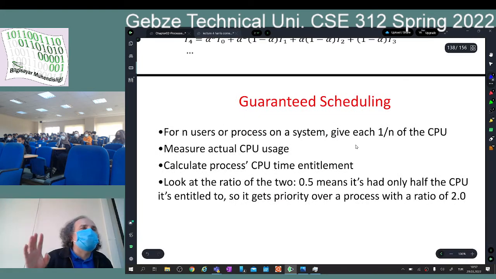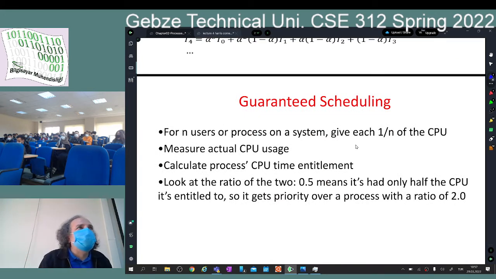Keep your operating system simple, but simple doesn't mean that it is unfair. Simple doesn't mean that it doesn't provide protection. Simple doesn't mean that it doesn't abstract the hardware away, the details of the hardware away. So that's why operating system design takes some careful thinking.